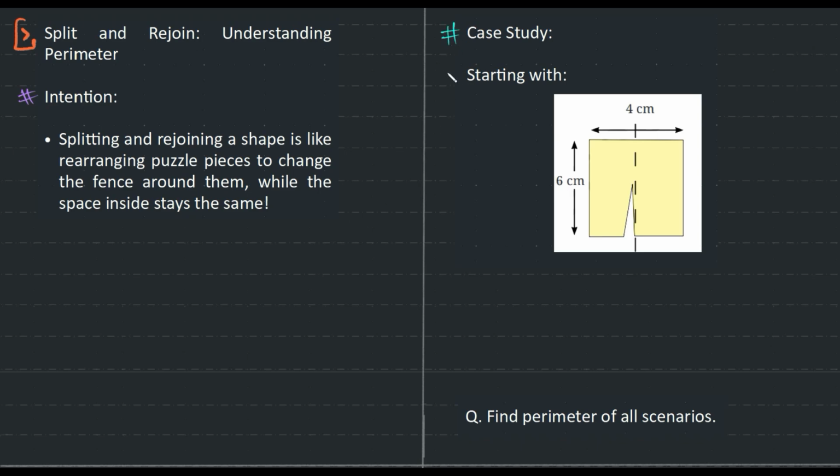So I'll give you guys a background. Now, find the perimeter of this particular structure. Can you please pause and find it out? Think that the paper is not cut. Just start off in that way.